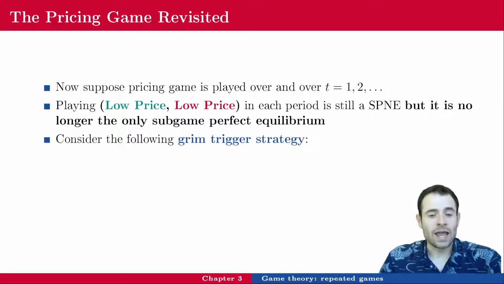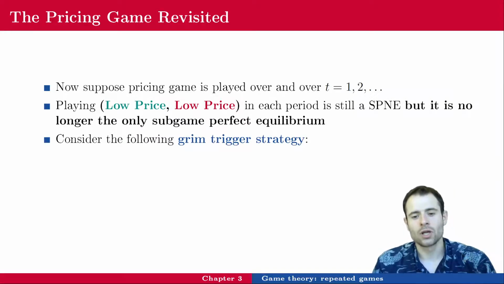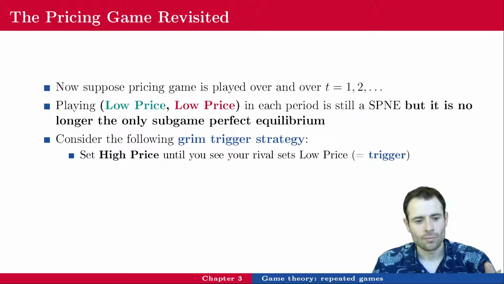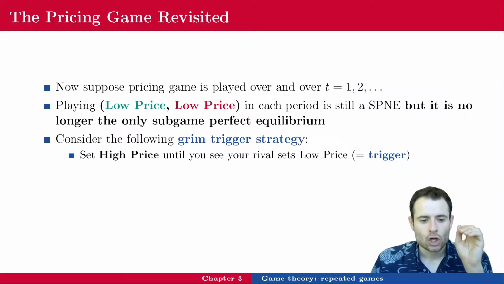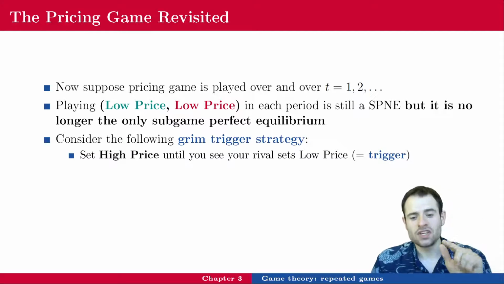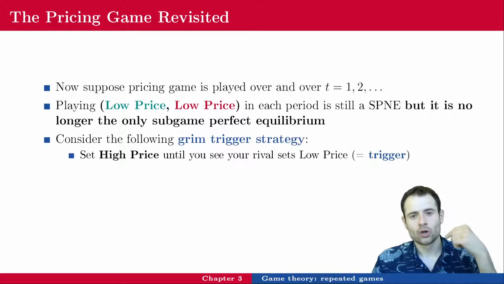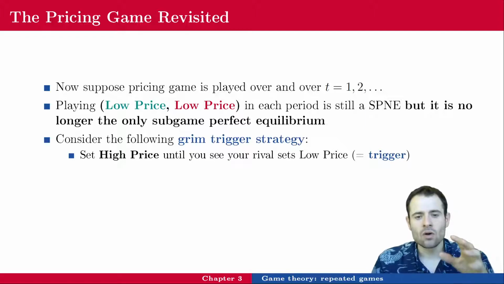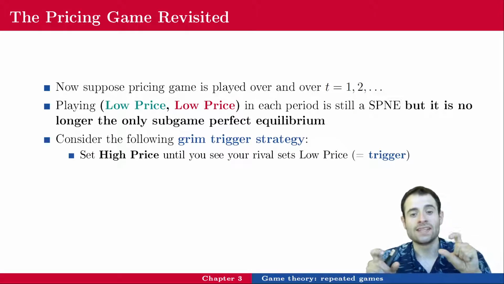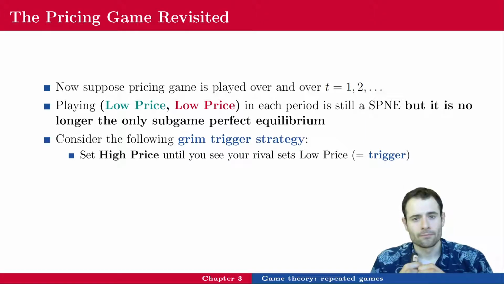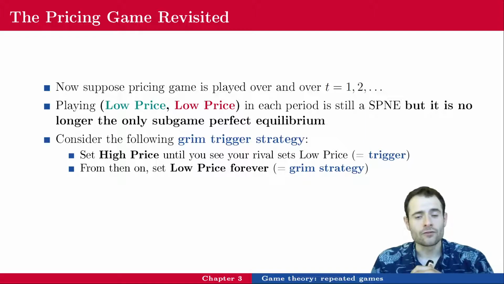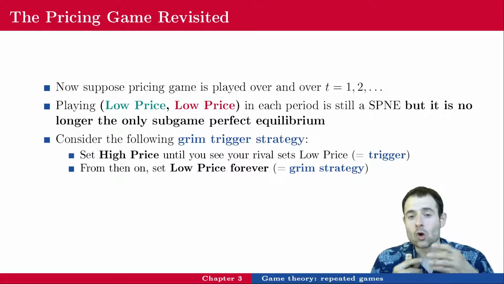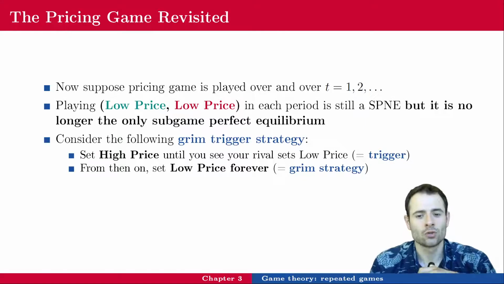And let's consider a particular strategy called a Grim trigger strategy. The Grim trigger strategy says you set high price until you see your rival set low price. So you're going to propose a high price every period as long as your rival, the other firm, doesn't charge a low price. And this 'as long as', this 'until', is going to be the trigger. From then on, if the other firm charges a low price, then it becomes low price forever, regardless. And that's what we call the Grim strategy.